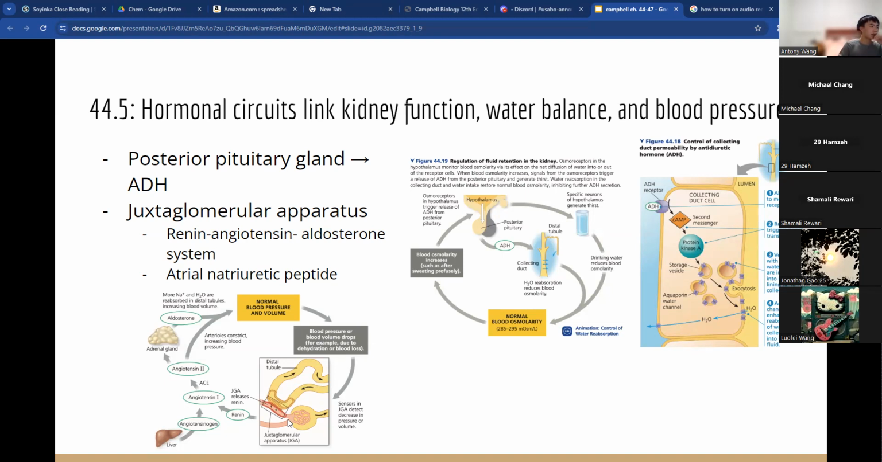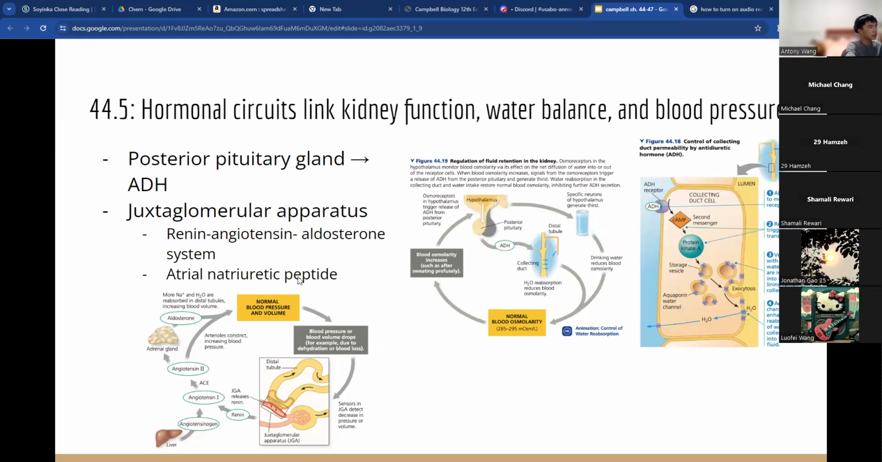So it releases renin, which becomes catalyzed to angiotensin 1, and then that goes to the lungs and becomes catalyzed to angiotensin 2. Angiotensin 2 comes back to the adrenals, which sit on top of the kidneys, to tell them to produce aldosterone, which causes an increase in sodium and water reabsorption.